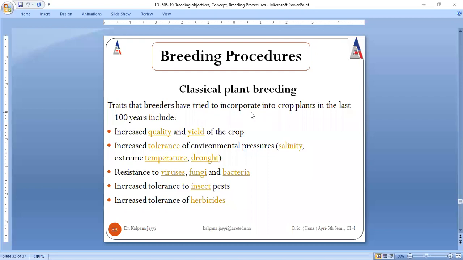The next are certain features of classical plant breeding: quality and yield can be improved, tolerance to environmental pressures can be increased, and a variety could be made resistant to attack by microorganisms. It could also be made tolerant to insect pests and herbicides, okay?